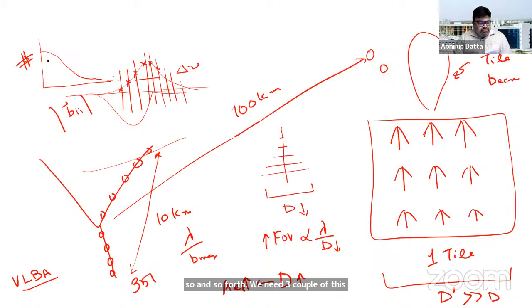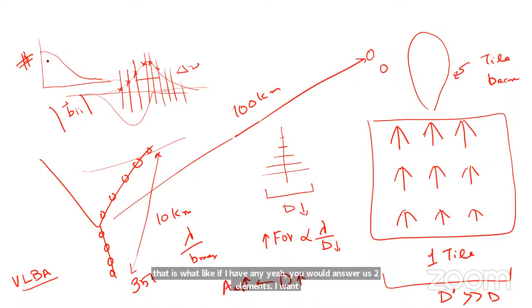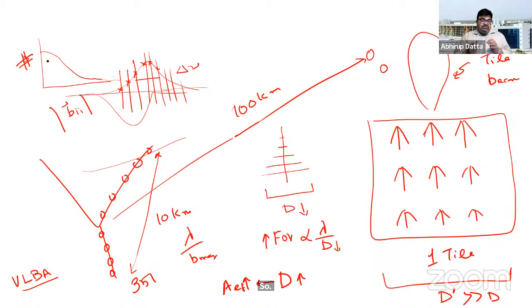So what was actually originally your question? If I have any Yagi-Uda antennas, 2 elements, and I want to do only 2-element interferometry, can I reach the resolution of a 10-meter dish antenna or 5-meter dish antenna, something like that? Ideally you can, because if you just place them that much distance apart, you essentially have a fringe which will detect that kind of a source.